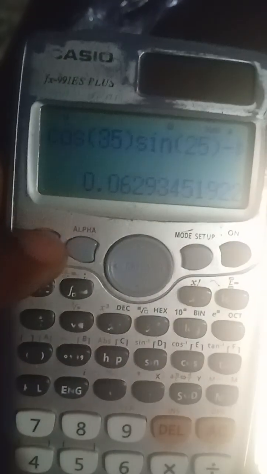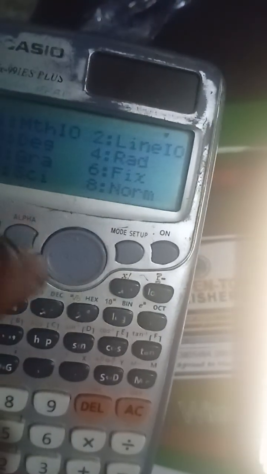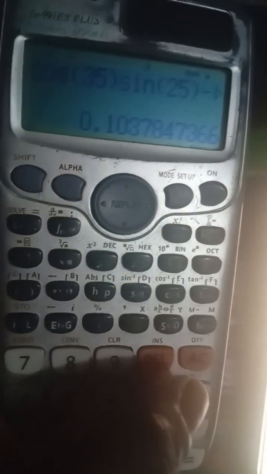It's giving me 0.06, but you need to be very careful. Try to make sure that it's in degree. It was in radian before, now it's in degree. You just check here. If it is D, it means degree, so you press equals. So it's giving me 0.10378.